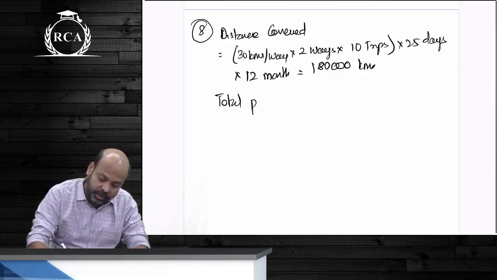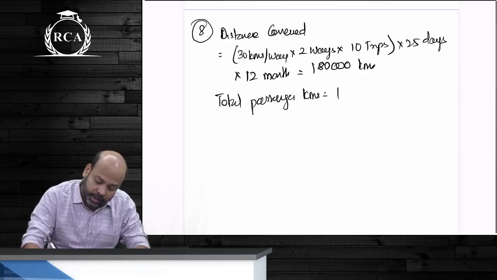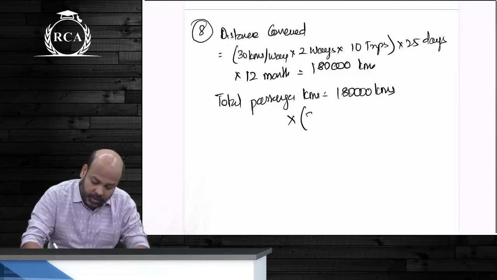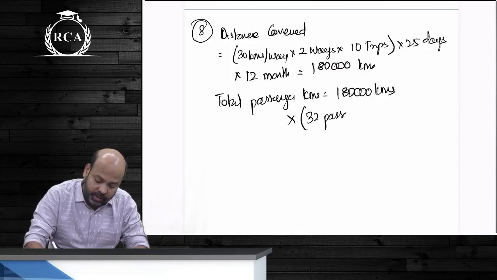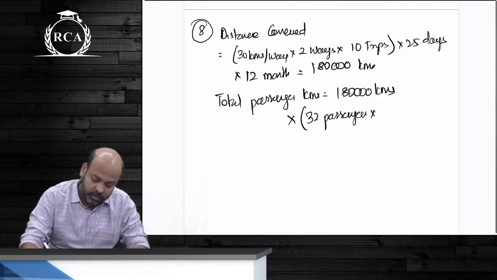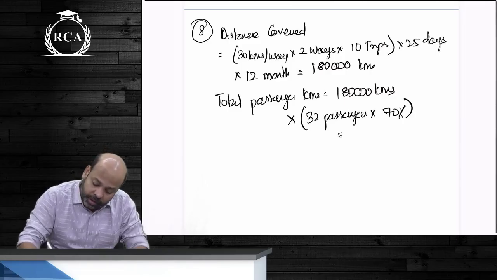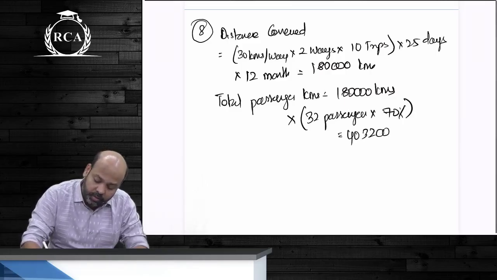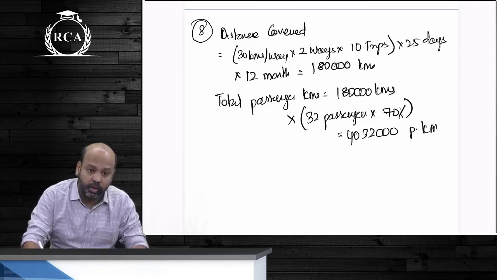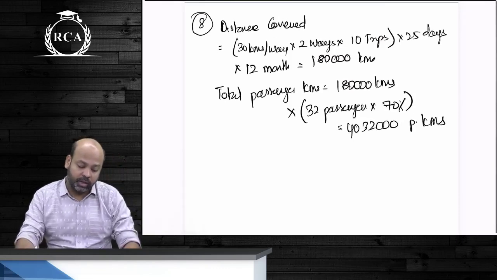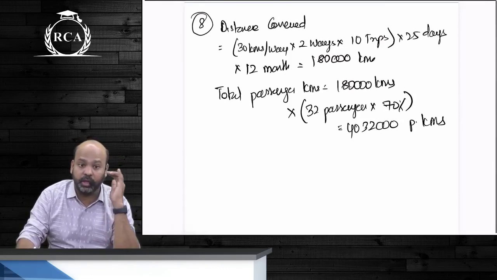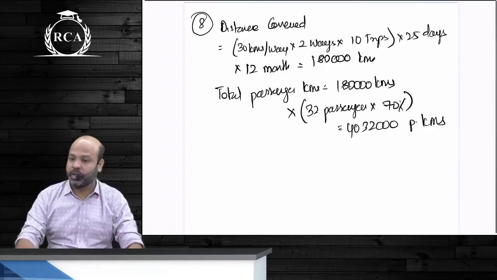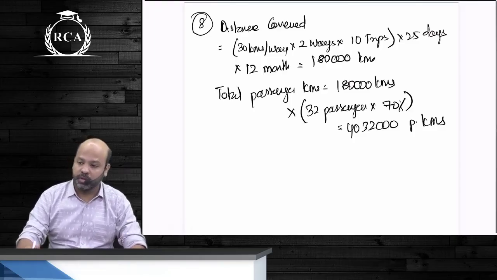Total passenger kilometers would be 1,80,000 kilometers multiplied by 32 passengers, multiplied by 70% occupancy. You'll get 40 lakhs, 32,000 passenger kilometers. So the total distance covered is 1,80,000. Total number of passenger kilometers are 40 lakhs, 32,000. Did you all get this answer, guys?